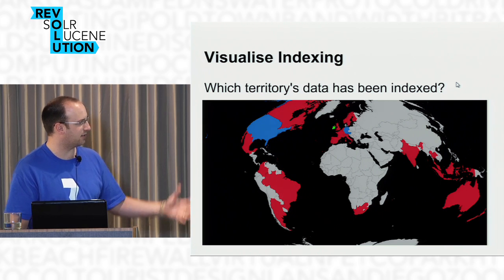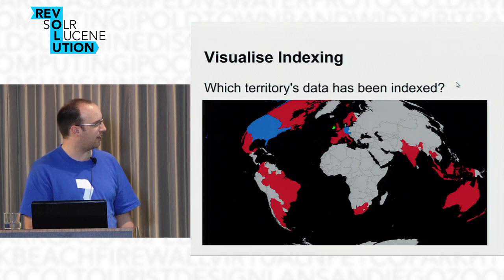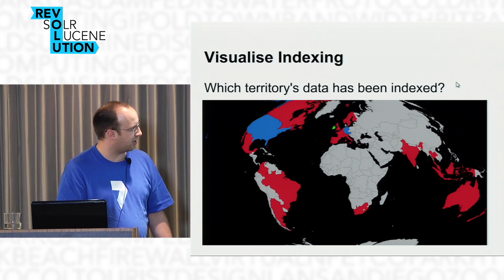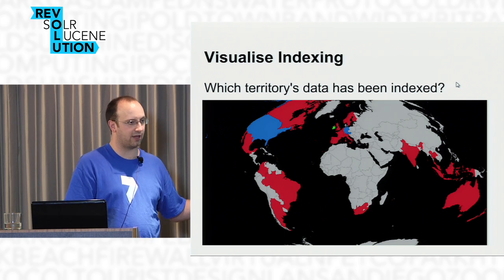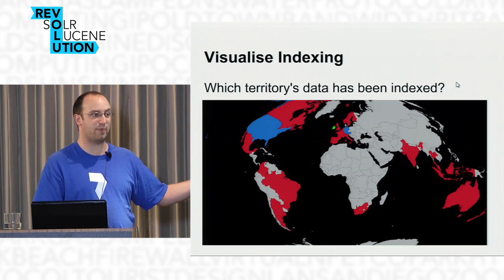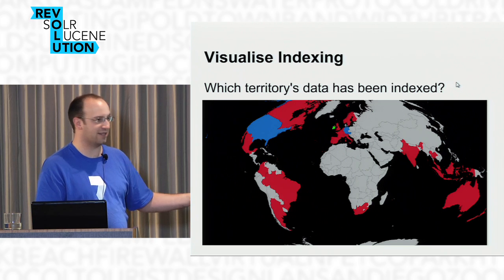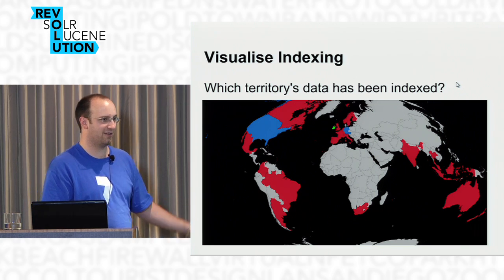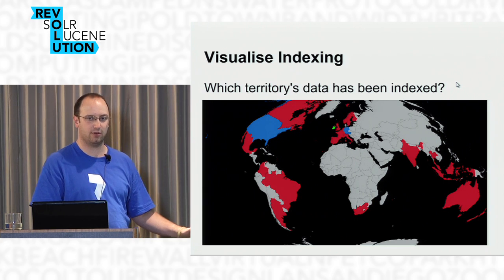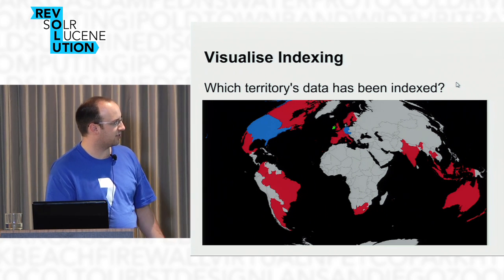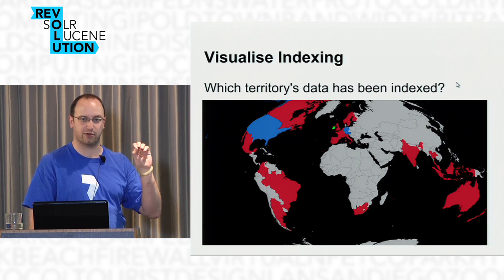So we decided to take a choropleth and visualize it. So this was just after we'd done a database upgrade. We'd shut down all of the indexing. By the way, red is bad. Red is nothing has been indexed for 24 hours. Blue means it's been indexed within the last hour. And green means currently indexing. It actually pulses and flashes.